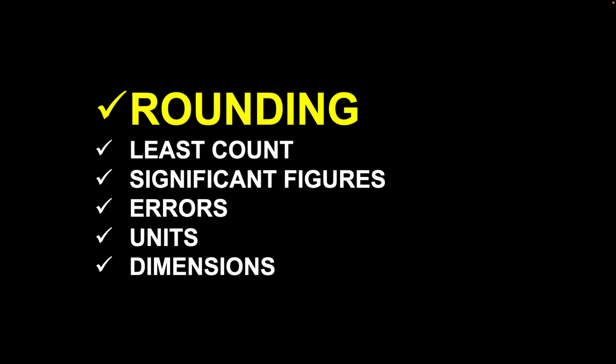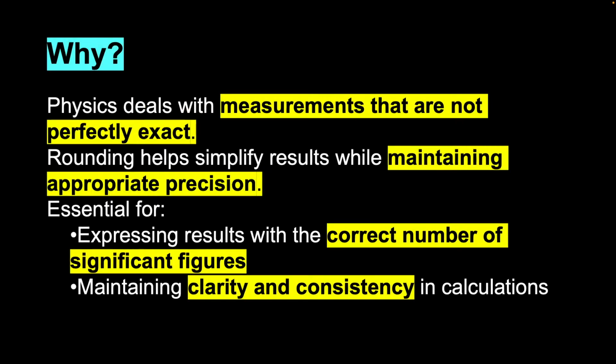Today's focus is on rounding, which is a foundational skill that links directly to topics like least count, significant figures, errors, units and dimensions. First, let us understand why we need to round a number. In physics, we deal with measurements that are not perfectly exact because the measurement is solely dependent upon the least count, or the minimum measurement that an instrument can measure. So, rounding helps simplify results while maintaining the appropriate precision, which is essential for expressing results with the correct number of significant figures while maintaining clarity and consistency in calculation.